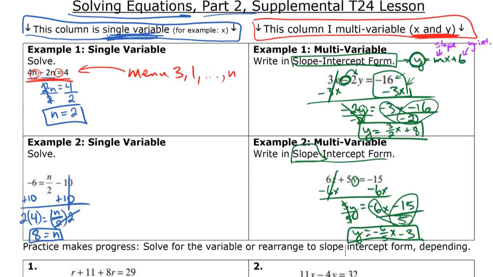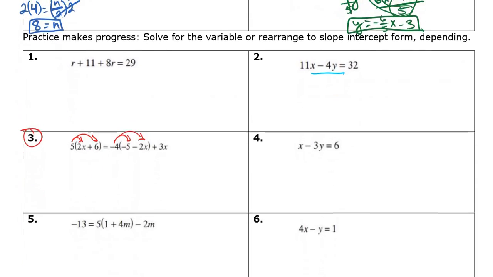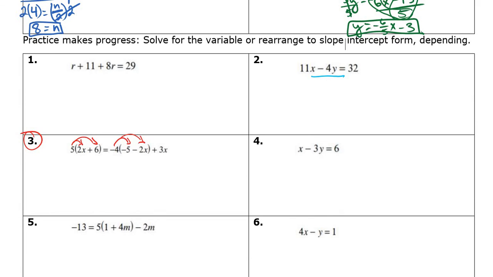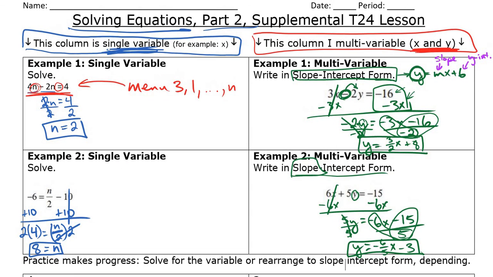All right. At this point, you now have two examples of both kinds. As I said, as you work your way through, the left side is all single variable, right side is all multivariable. Good luck and happy algebra.